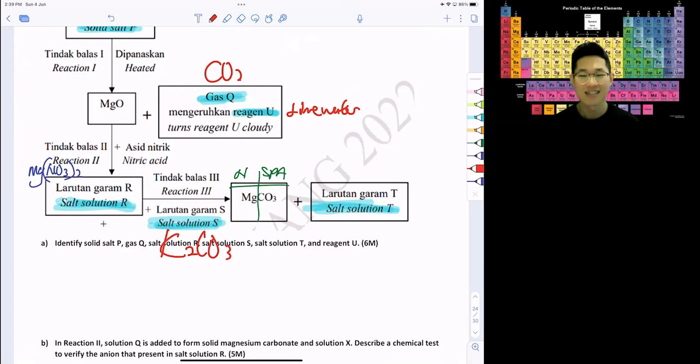Very good, Ian. Sivan, okay, very good. Okay, last one. This one, N-spa, because MgCO3 is insoluble. And finally, the solution T is potassium nitrate. That's all.